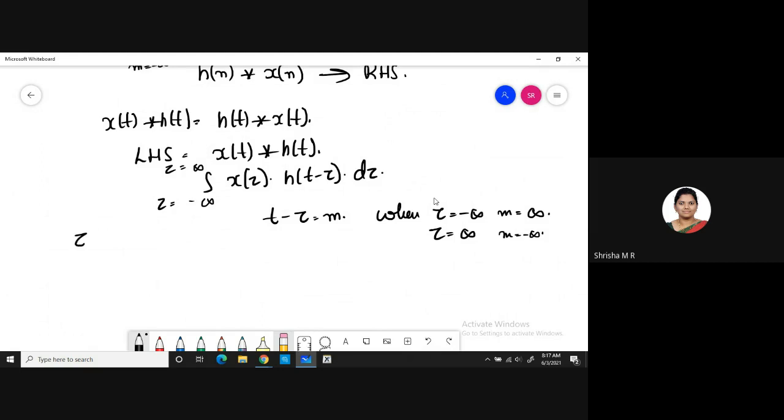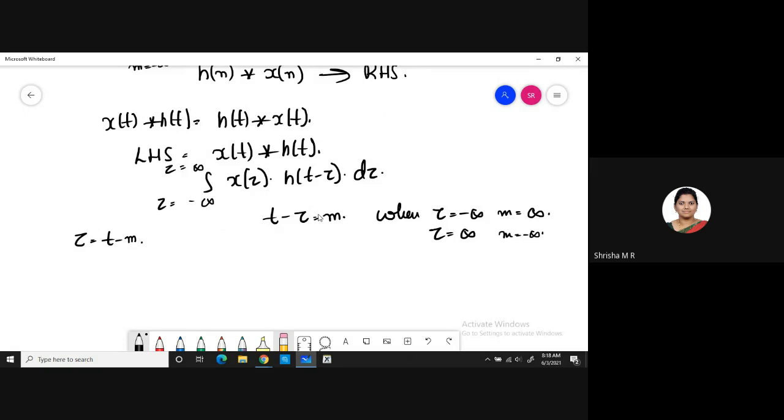I'll take the equation for tau. Tau will be equal to t minus m. Okay, for replacing it here, I'll differentiate this expression with respect to tau. If I differentiate this, in place of d tau, what should we put? We'll get to know.